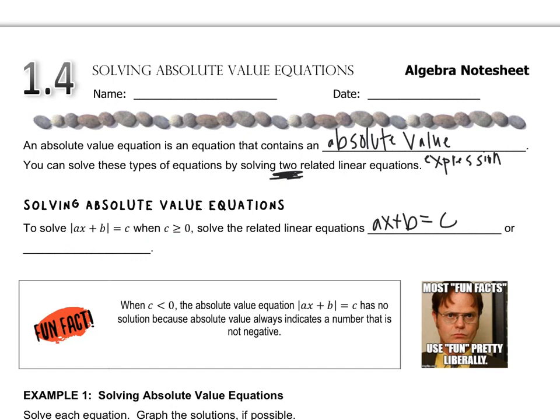But remember, things like -5 have the same absolute value as +5, because they're both 5 units away from 0. So we also have to solve its partner equation, which is ax plus b equals -c, because just like my example, 5 and -5 have the same absolute value. So you don't really know which way you're going. So you have to solve two equations.